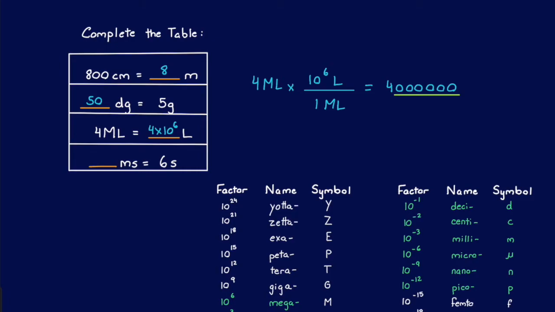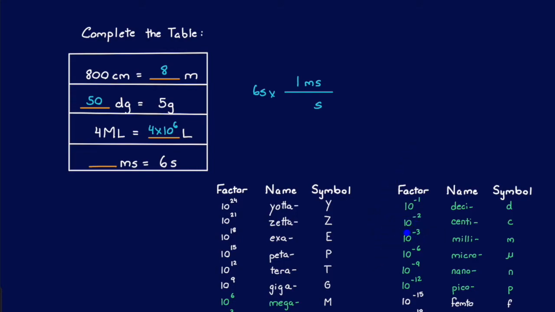All right, so now we're going to do 6 seconds to milliseconds. Let's set up our problem like we always do, starting with what we have. So we have 6 seconds, and we have to convert to milliseconds. So let's do the cancellation. Seconds on the bottom. 1 millisecond is, we have to take a look at the chart.